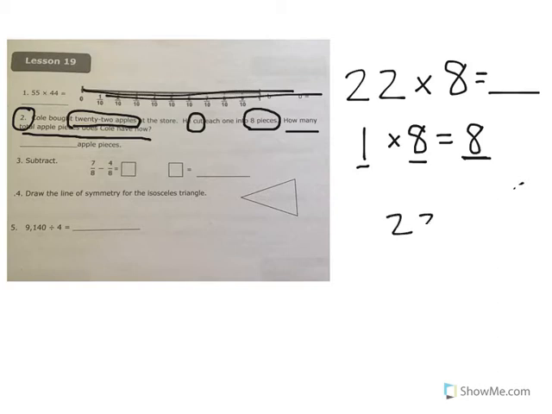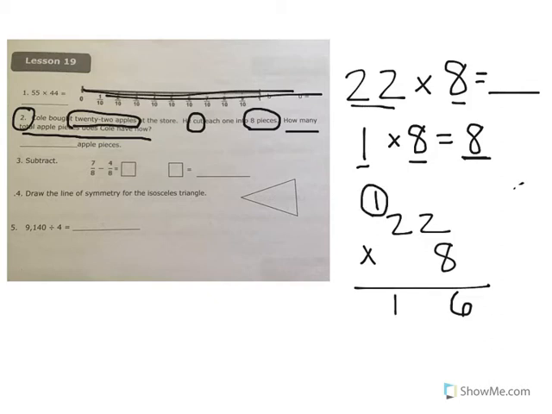So 22 times 8, I'm going to do standard algorithm for this one, because it's only 2 by 1. So 8 times 2 is 16. Write the ones, carry the group of 10. 8 times 2 is 16 again, but this time I'm going to add what's on top. So 16 plus 1 is 17. And that's the product. That's the answer. Cole now has 176 apple pieces.